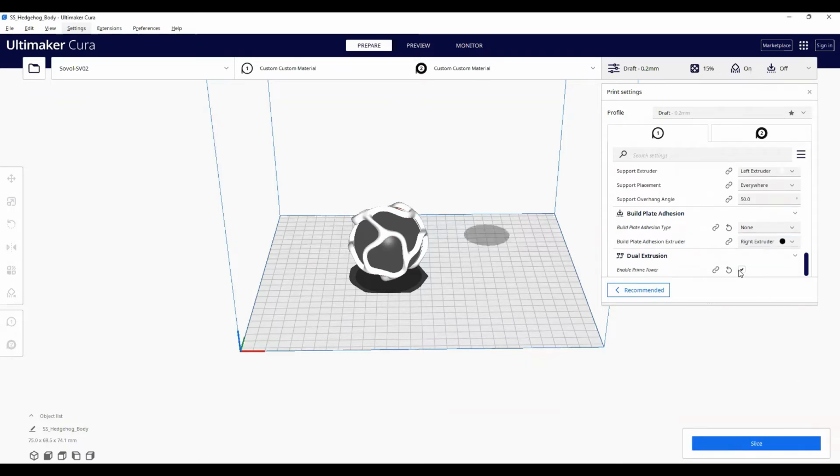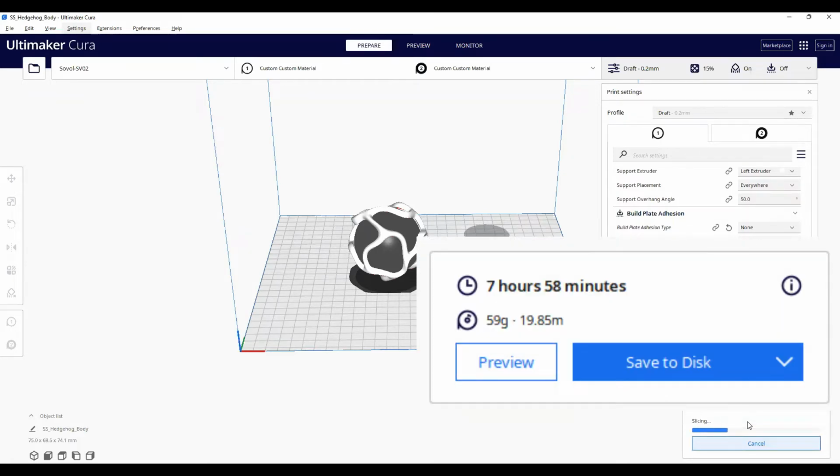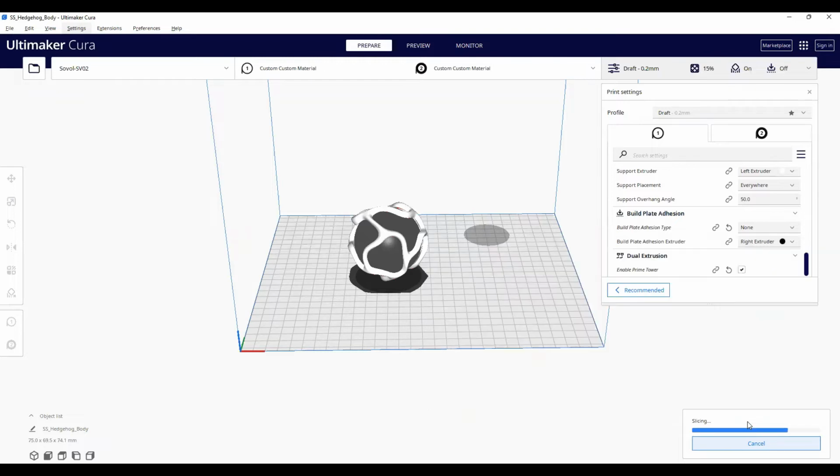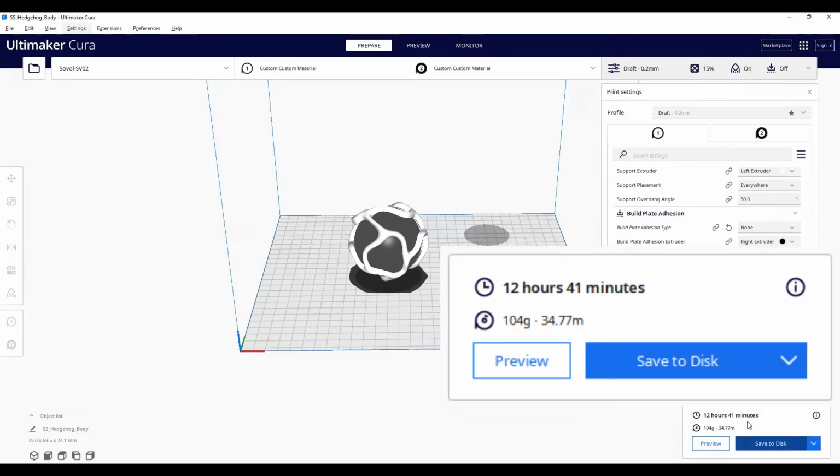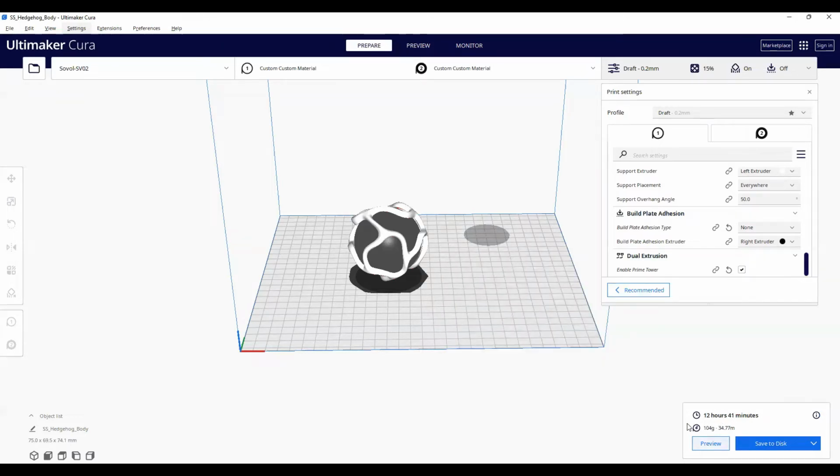So for example, look at this ball again. Without a prime tower, we have 59 grams of filament. With the prime tower, it is now over 100 grams, almost doubling the amount of filament used. That's money going down the drain and time being wasted. Granted, you get a rather cool looking prime block, but then what? I'll just have tons of these lying around and they'll all eventually get trashed.